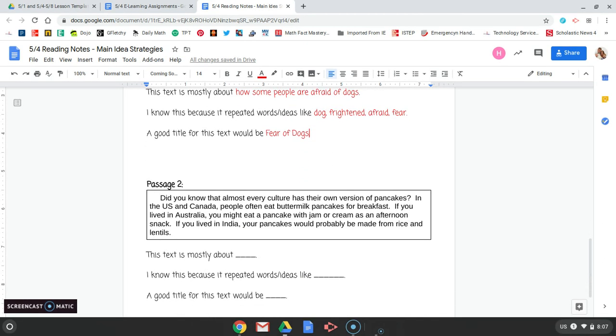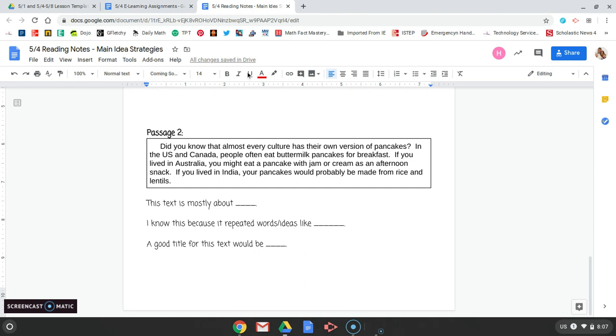All right, for this next passage, I'm going to pause here and there to let you think of answers. So this is sort of like our guided practice if we were in school together. We're going to read passage 2, and as we're reading, I want you looking for words and ideas that repeat to help us focus on the main idea.